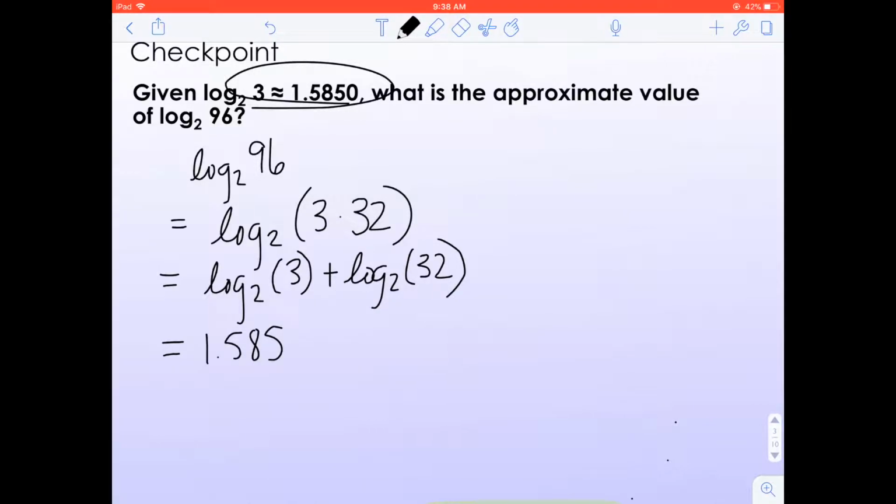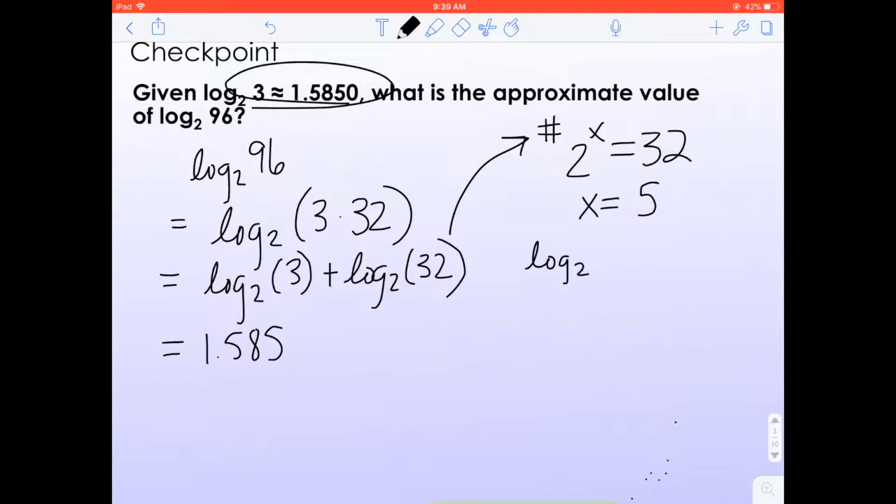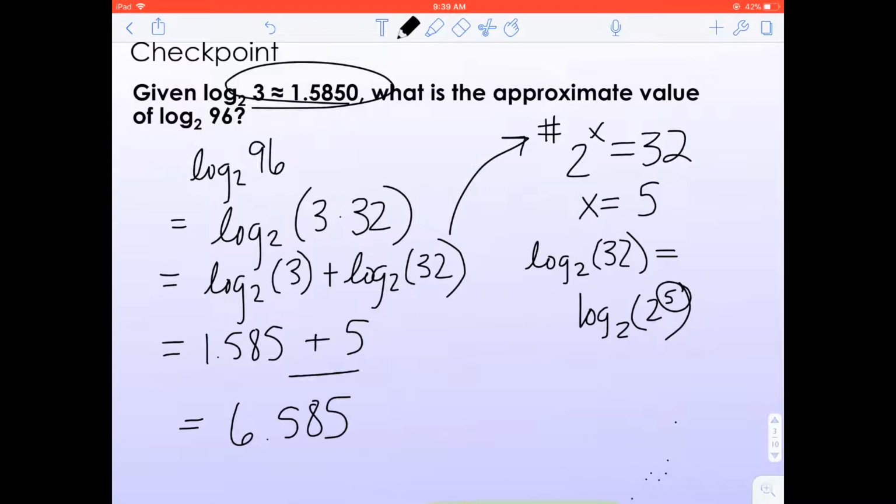Now we have to figure out what log base 2 of 32 is. Again, there's two different ways you could do this. One, you could rewrite it exponentially. So our base is 2, we don't know a power, but we know that equals 32. So x must be 5. Or you could rewrite log base 2 of 32 as log base 2 of 2 to the 5th. So that just tells you your answer is 5. So we get 6.585, just using our properties.